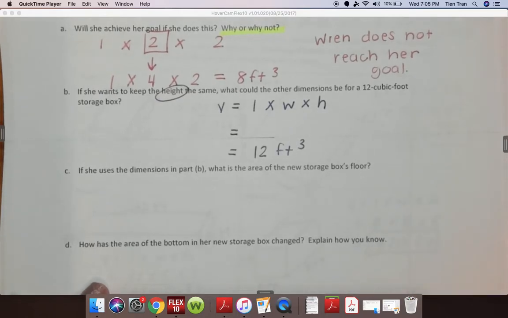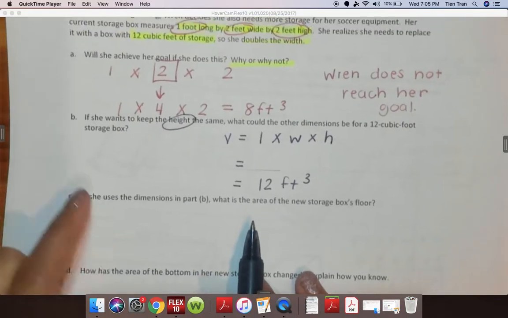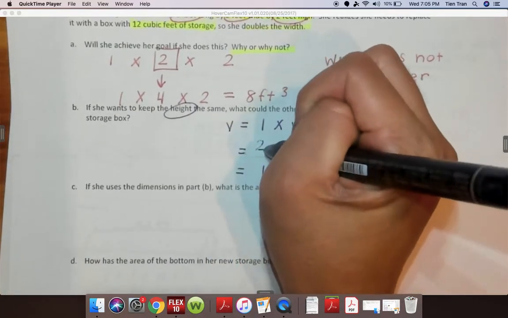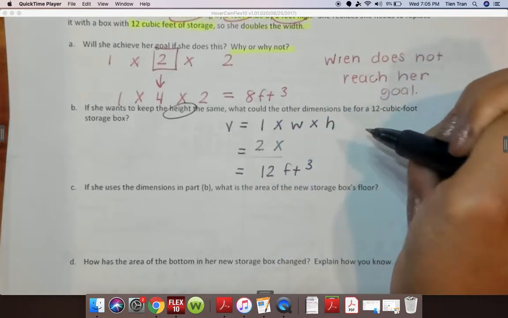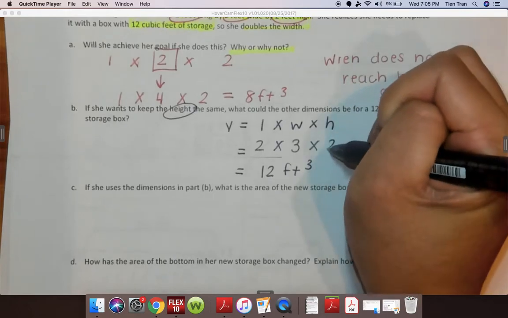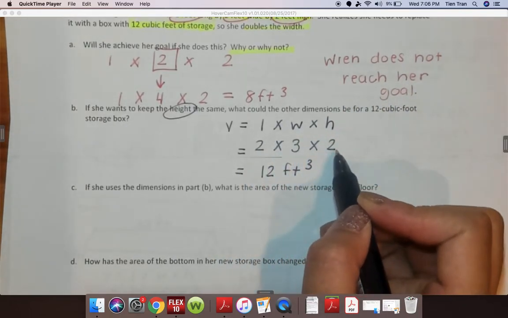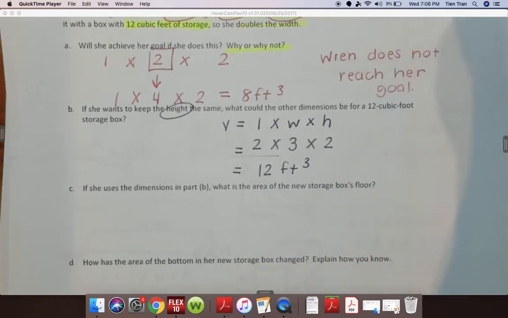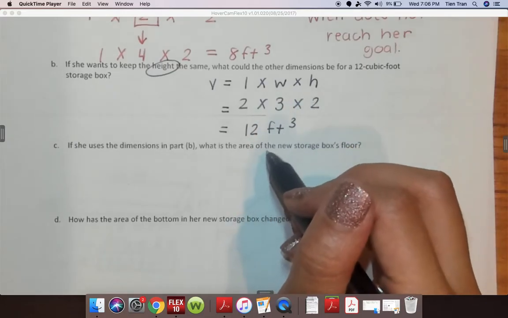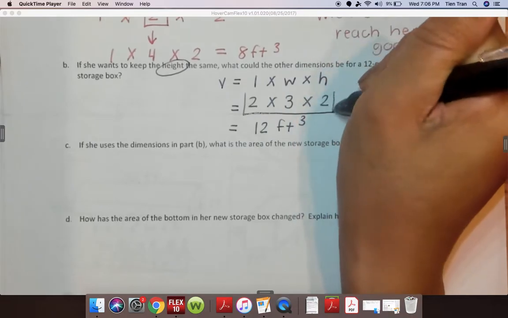Okay, so I'm going to multiply my length right here, maybe if I double it, by 2. And then I'm going to change my width by 3. And I'm going to change my feet by 2. Okay, 2 times 3 is 6, and 6 times 2 is equal to 12. So that would work. If you have different dimensions, it would also work. As long as you get 12 feet, then you are correct. Okay, so this is my final answer.